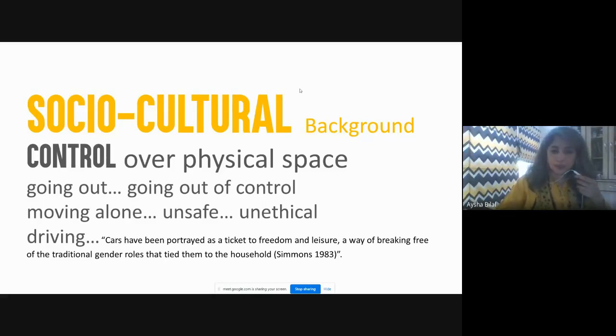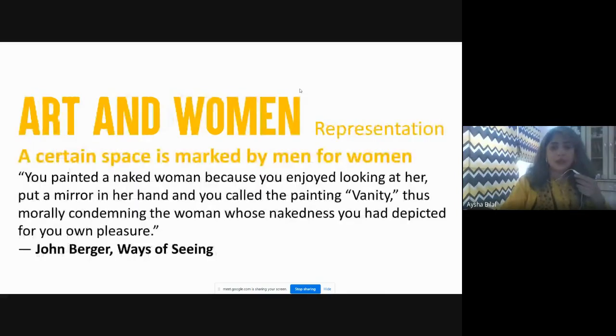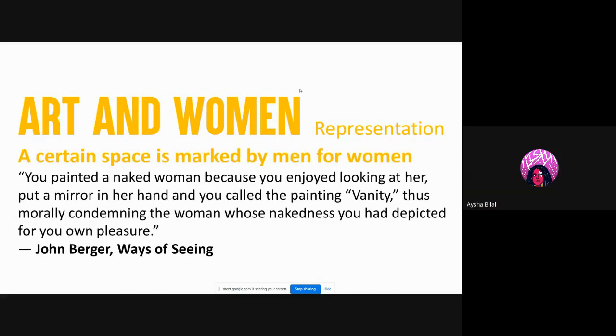So we are few of the privileged ones who can drive on our own, but I've seen many women around who are not even allowed to touch their cars, and they have to move in company of their husbands or their brothers or their fathers. So yes, that's another angle. And when it comes to the representation of women in art practices in history, then we can also see a certain space which is marked by men for the women.